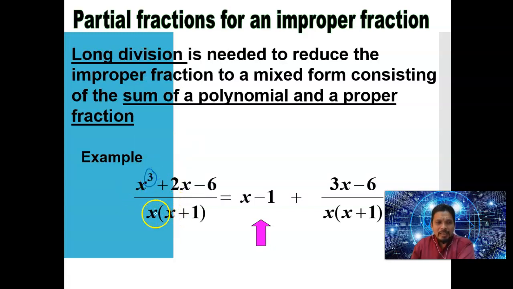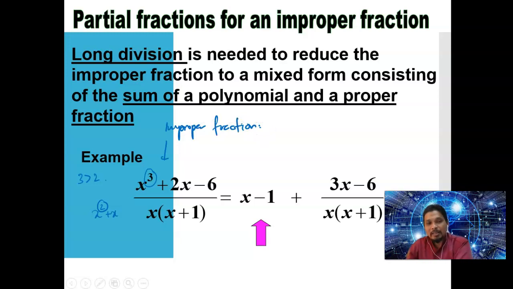For example, here we have x cubed, and x multiplied with x plus 1 gives you x squared plus x, where the degree of x here is 2. So 3 is greater than 2. The degree of x from the numerator is greater than the degree of x from the denominator. This is what we call an improper fraction. And we come up with the result of the long division, x cubed plus 2x minus 6 divided by x multiplied with x plus 1.